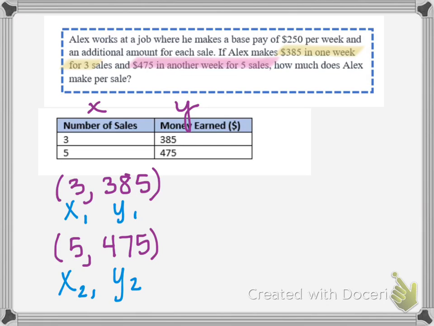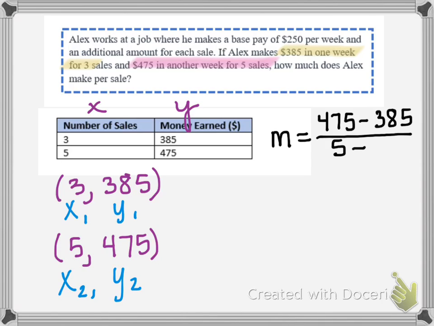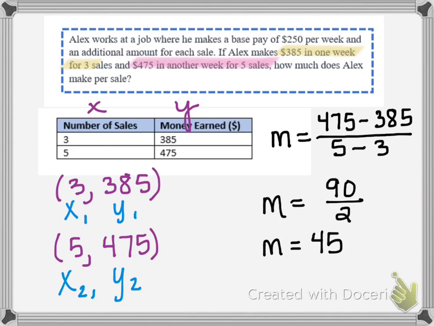Using these 2 ordered pairs, we can calculate the slope between those 2 points. So remember our slope formula. We take the Y2 value minus the Y1 value. So in this case, it's 475 minus 385. And we divide that by the X2 value minus the X1 value, so 5 minus 3. After some simplifying, I get 90 over 2, which simplifies to 45 over 1.